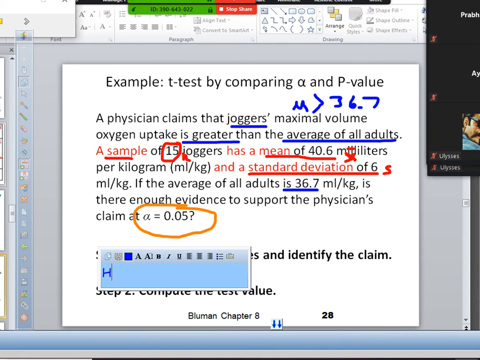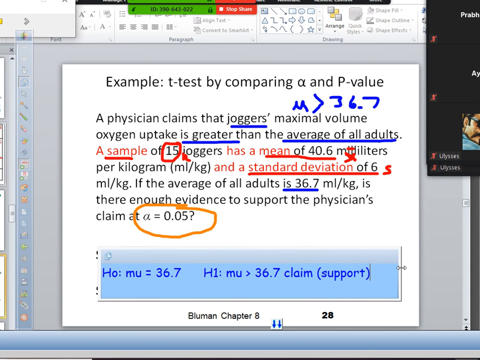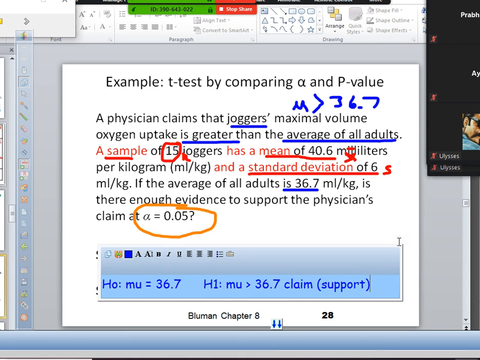So my H naught is always, always, always equal, so my H naught is going to be that mu is equal to 36.7. Remember, that is my mu, the general mu, and then H1 will be that mu is greater than 36.7, and that's my claim. So I'm going to be using the word support later on because, again, rejecting H naught supports my claim. And then I'm going to look at step 2.